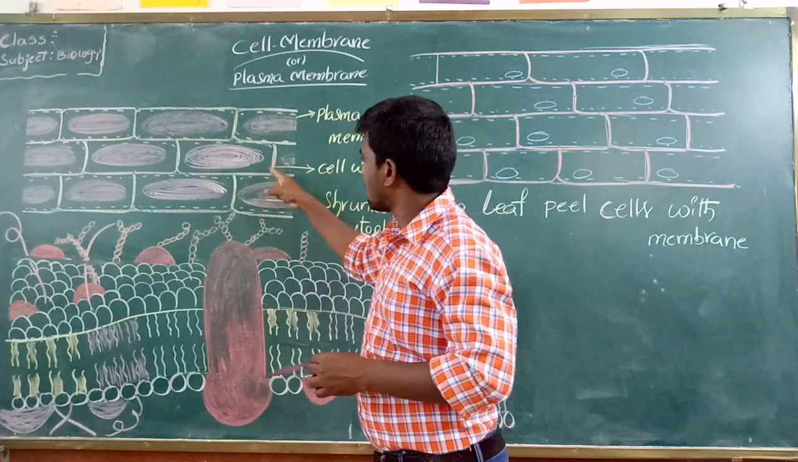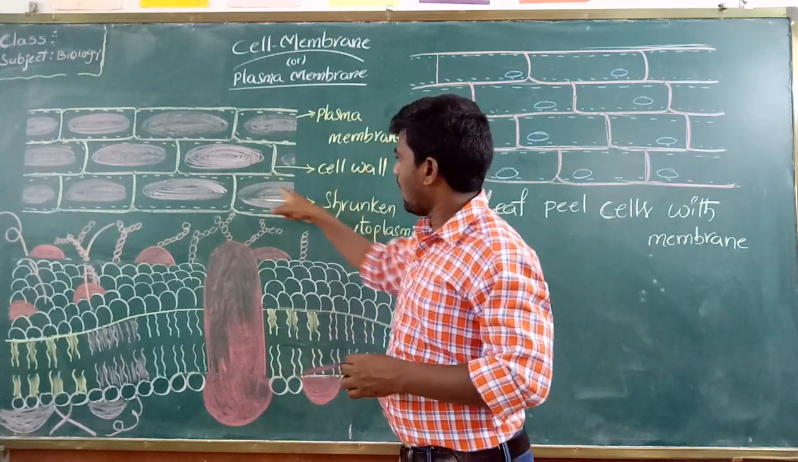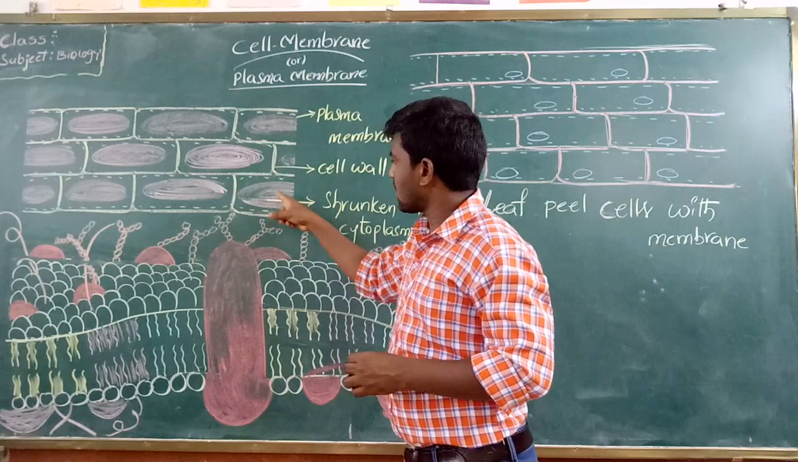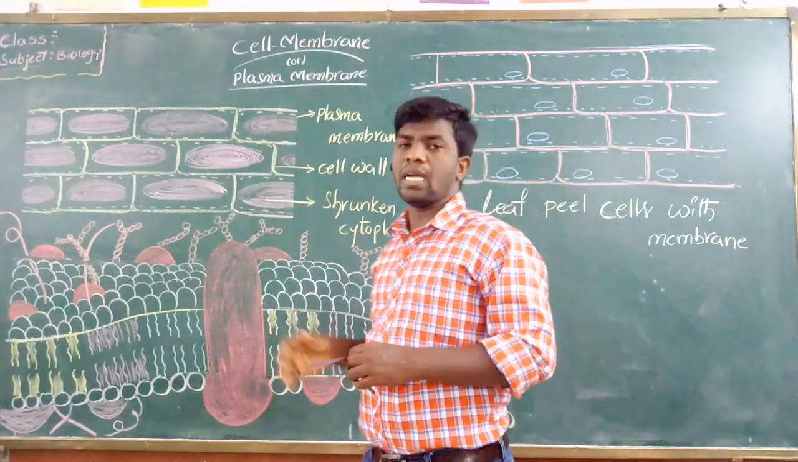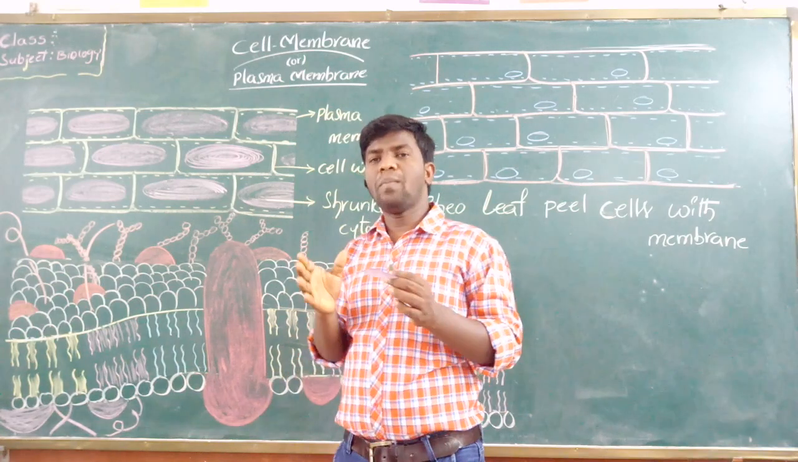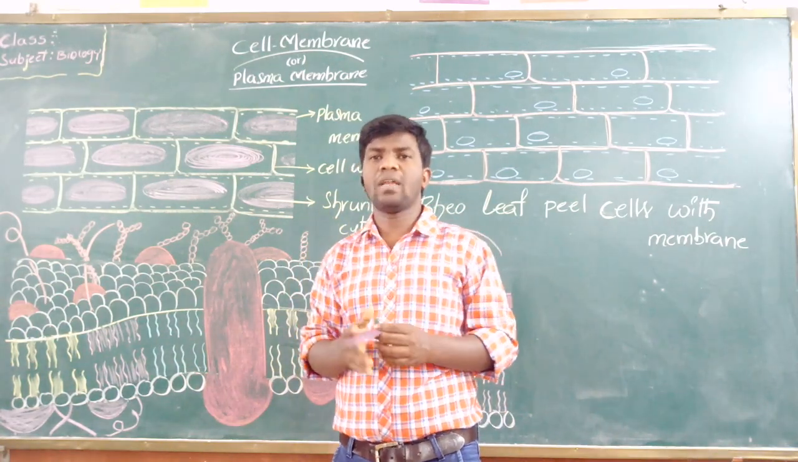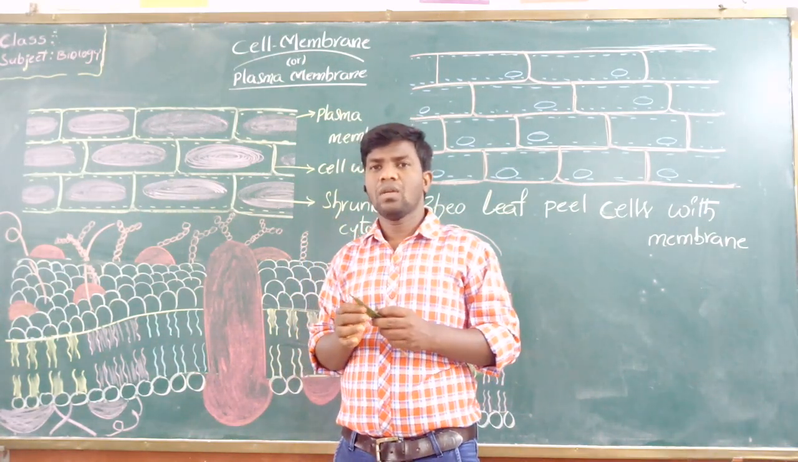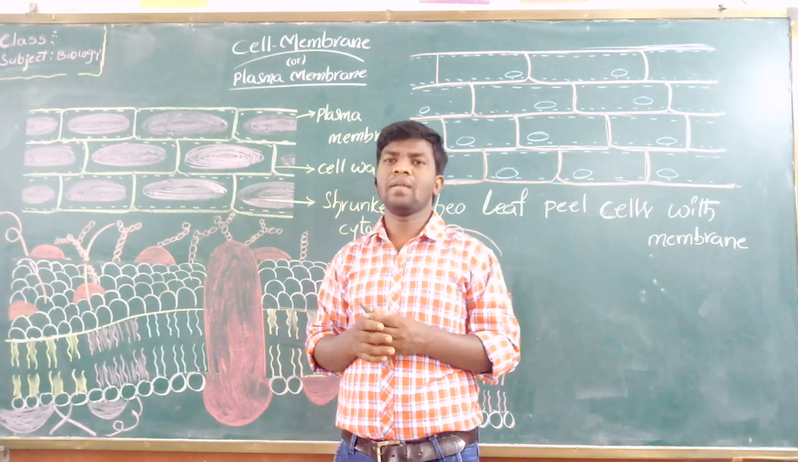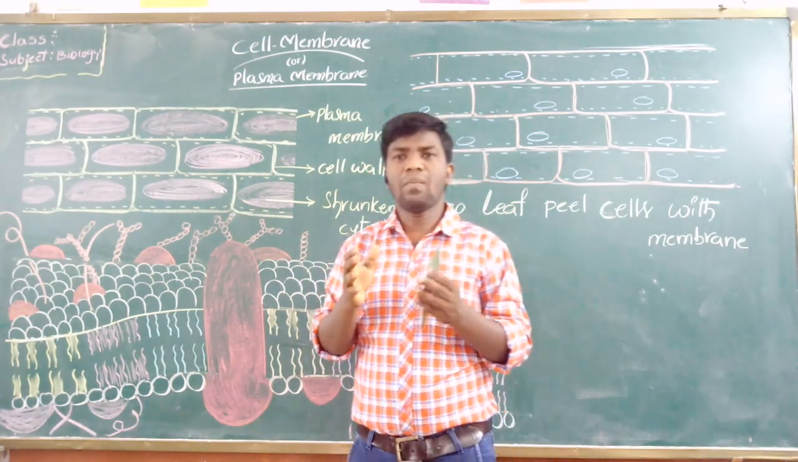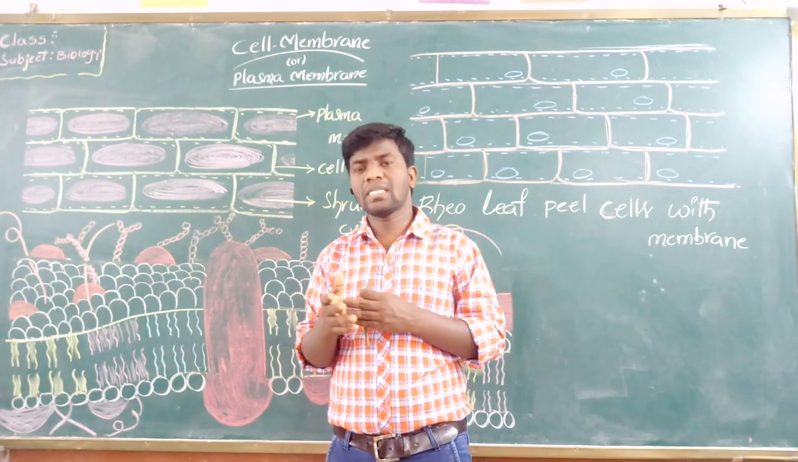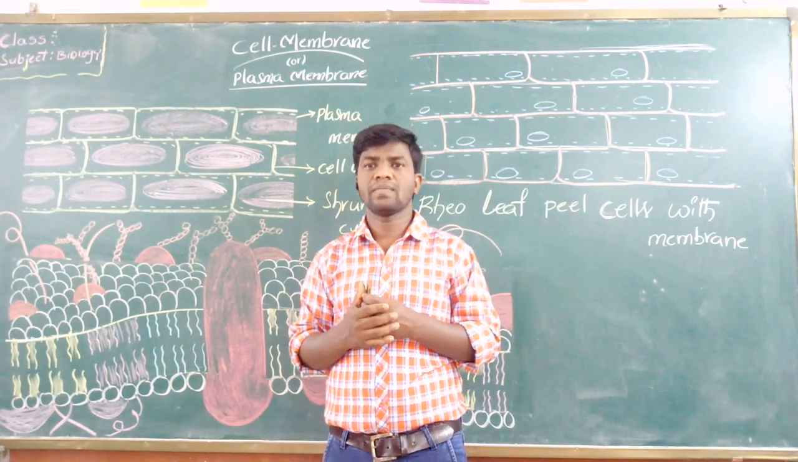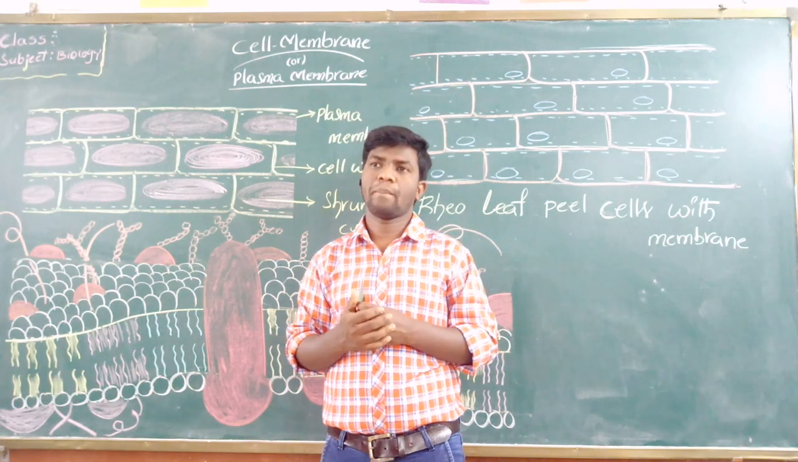So these are the cell walls, and a pinker structure there is the sunken cytoplasm between the cells. That is the cytoplasm. The cell membrane is the outermost layer of the cell. What is the importance of the cell membrane? The cell membrane is the outermost layer of the cell that separates the cytoplasm from the external environment.